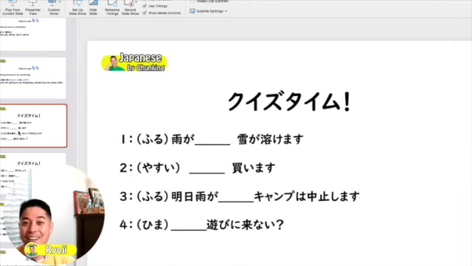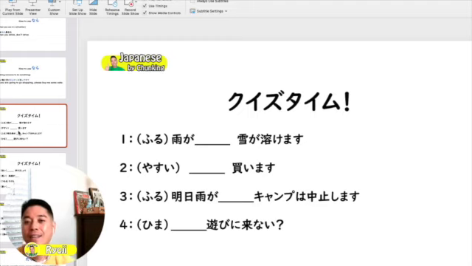quizzes. Okay, so I have prepared 12 questions, and each question has a verb that's in the parentheses. And you have to modify these verbs or adjectives to fit in the following sentence. Question number 1. Furu. Furu means something comes down. So you can use this for rain or snow.